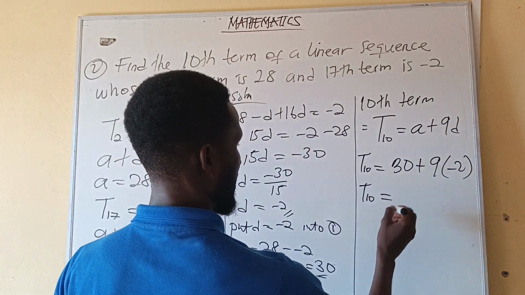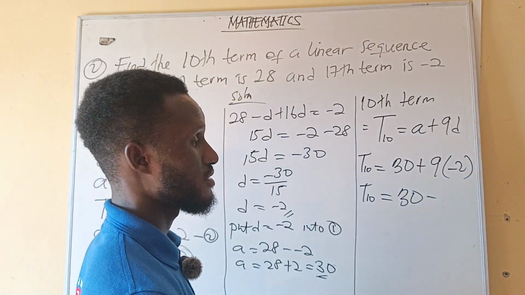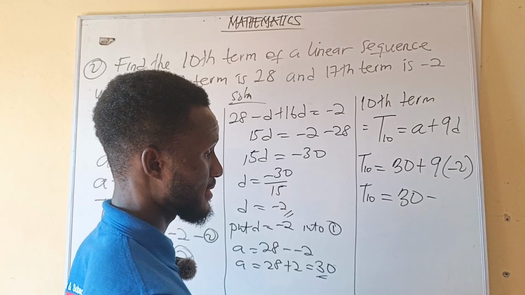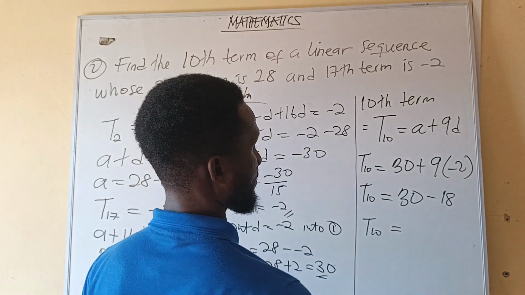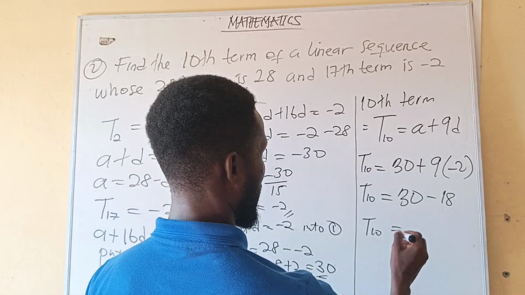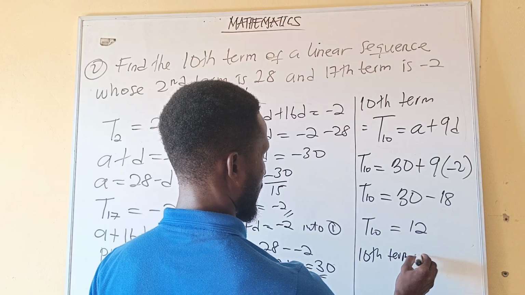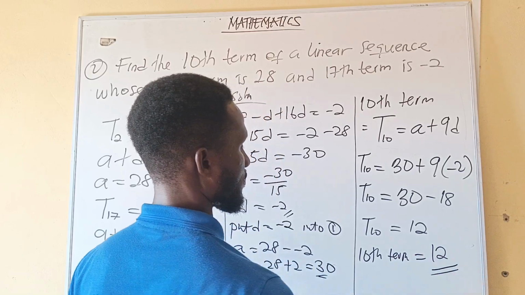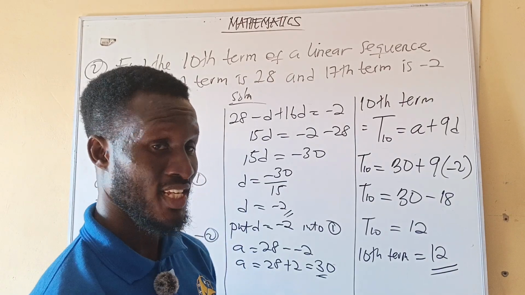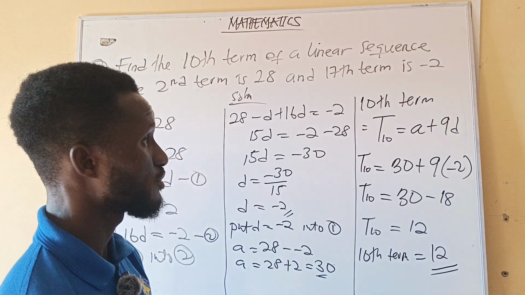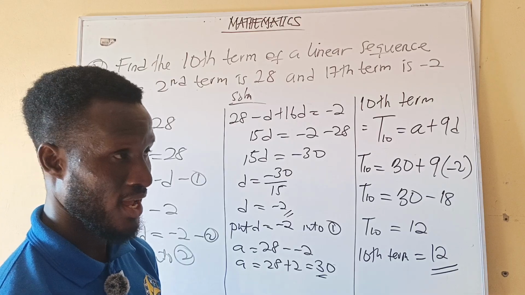So we have T10 is equal to 30. Now 2 times 9 will give us 18, so we have minus 18. Subtracting this, we get 12. So the 10th term is equal to 12. Now, you see how simple it is? Yes, it is very, very simple.